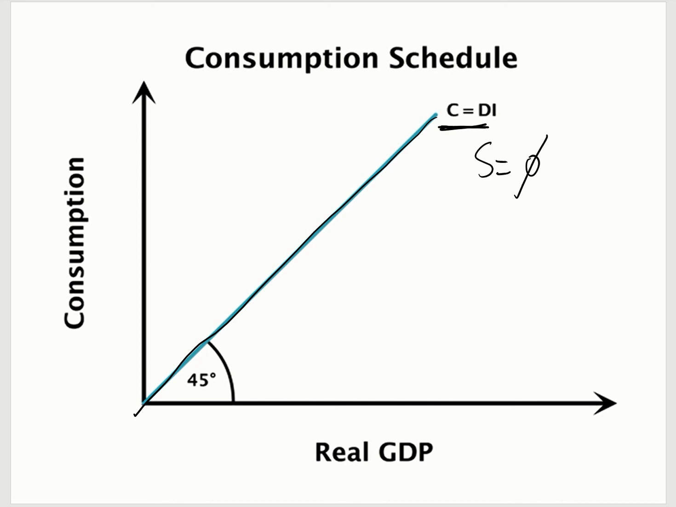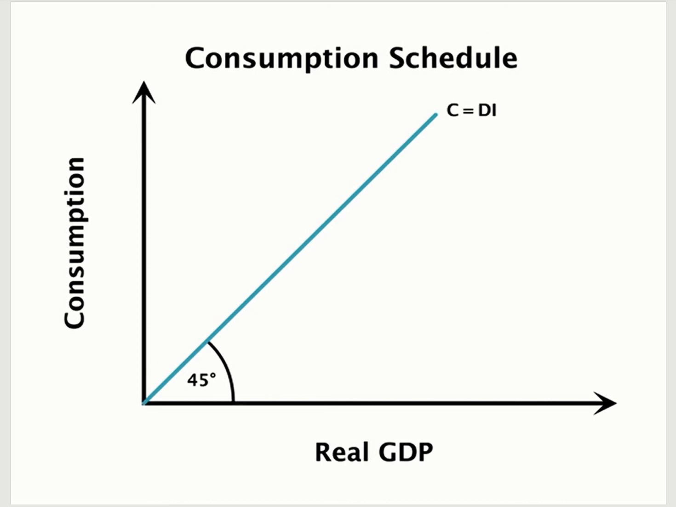Nothing, right? Because on this 45-degree line, your consumption is equal to all the money you have. So for any economy on this line right here, on the blue line, that means this economy is not saving any money at all. And then I'll show you why this is important.